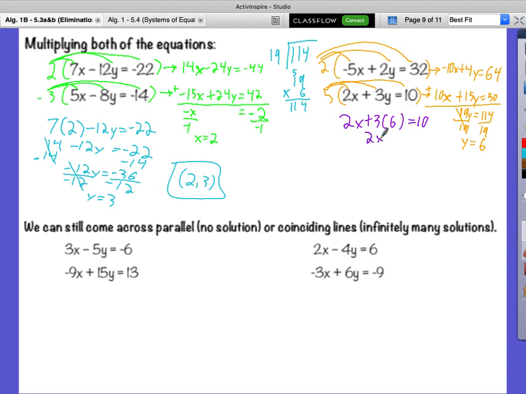Two x plus what equals 18? Excuse me. 2x plus what equals 10? Anybody listening? There you go. 18. Then we subtract the 18. What's 10 minus 18? Negative 8. Divided by 2. X is equal to what number? Negative 4. Negative 4, comma 6.